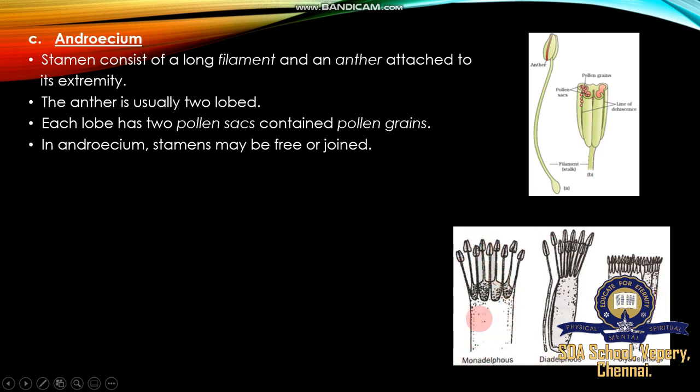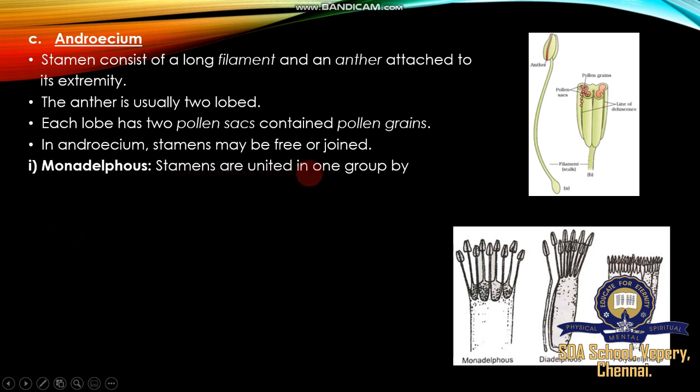Monoadelphous means only one bundle. Diadelphous means 9 plus 1 arrangement: 9 stamens in one bundle forming a sheath, and the 10th stamen free. Polyadelphous means groups of stamens, 1, 2, 3, 4, 5. Polyadelphous, poly means many.